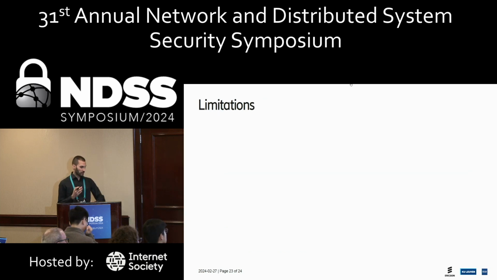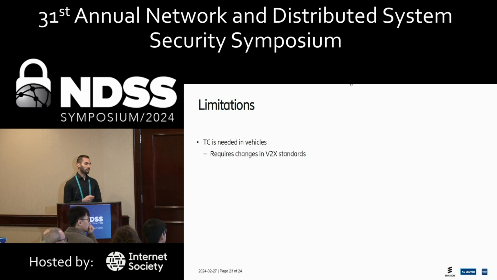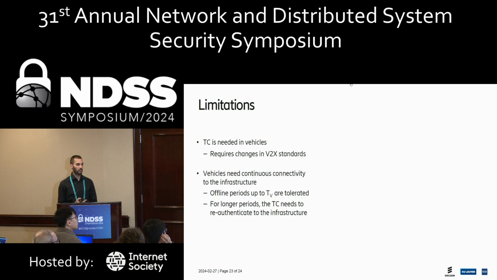So this work has some limitations. The first limitation is that we need a TC in every vehicle. Otherwise, our scheme will not work, quite simply. But this will also require changes in the current V2X standards and protocols, because now we have a TC that we have to involve in every step of the protocols. And also we have to do some additional operations like, for example, attestation, if we have a TE. Another limitation is that the vehicles require continuous connectivity to the infrastructure, because we have to distribute these heartbeats for time synchronization. But we can accommodate offline periods of up to TV.